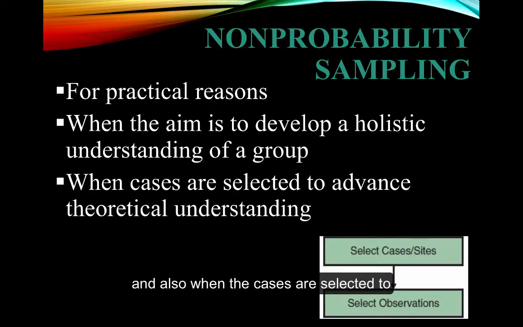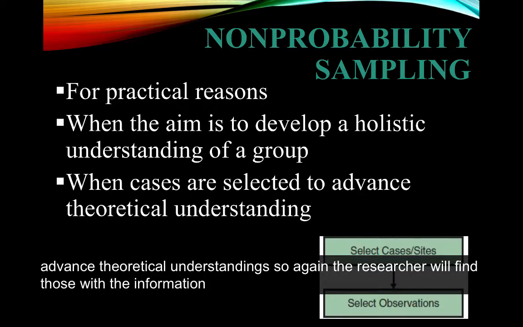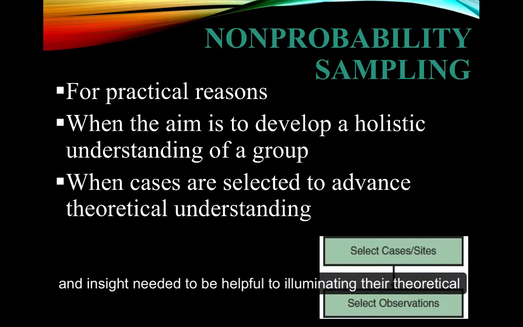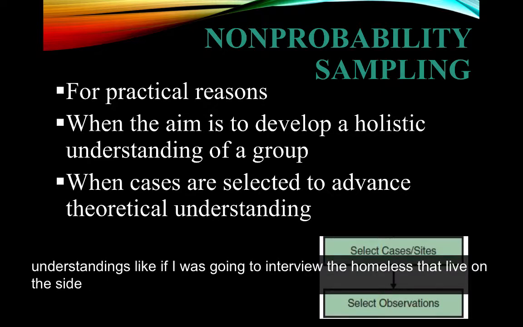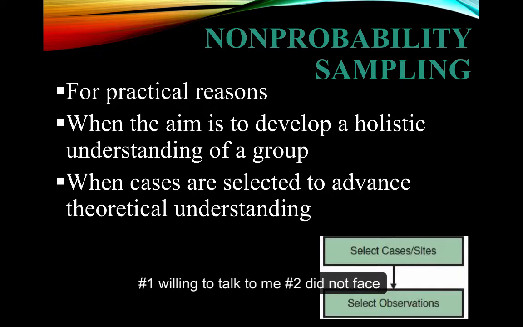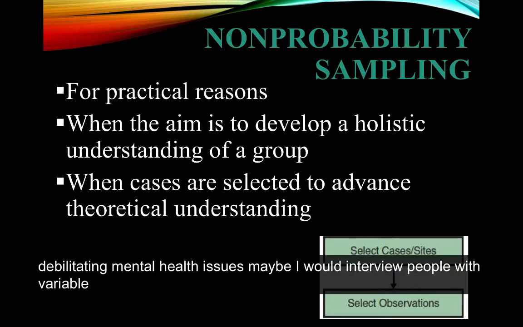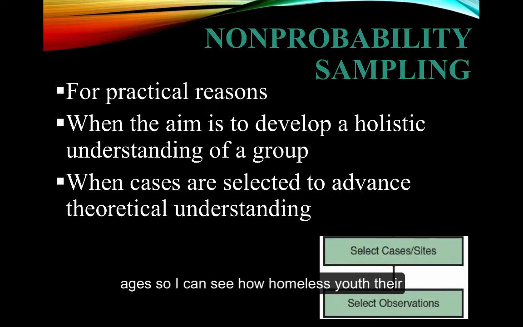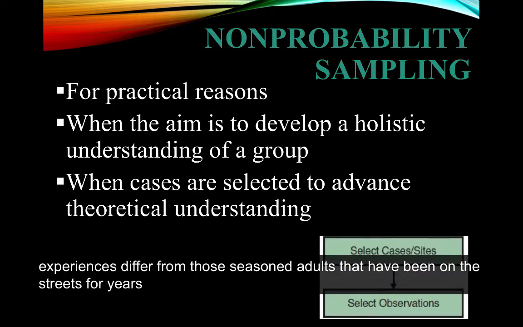And also, when the cases are selected to advance theoretical understanding. So again, the researcher will find those with the information and insight needed to help illuminate their theoretical understandings. Like if I was going to interview the homeless that live on the side of the 91 freeway encampment, I'd probably select people who were, number one, willing to talk to me, right? Number two, did not face debilitating mental health issues, right? Maybe I would interview people with variable ages so I could see how homeless youth's experiences differ from those seasoned adults that have been on the street for years.